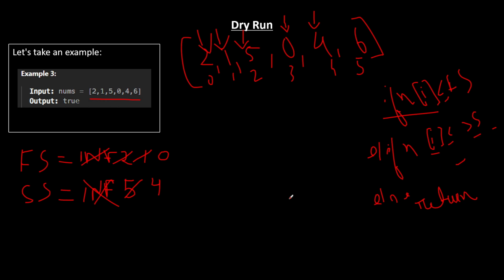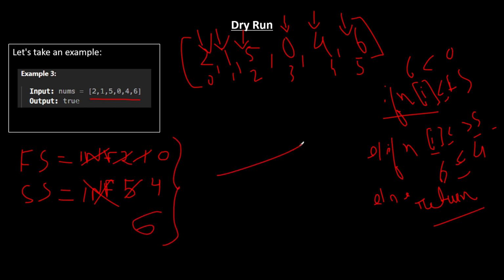Now we are in the last index, the value 6. Is 6 less than 0? No, right? Is 6 less than or equal to 4? No. What does this mean? This means that this 6 is greater than both the values, right? 0 and 4. So we will return true. Instead of storing the value, we will return true as we got the sequence of increasing numbers with increasing indexes, which could be non-contiguous.